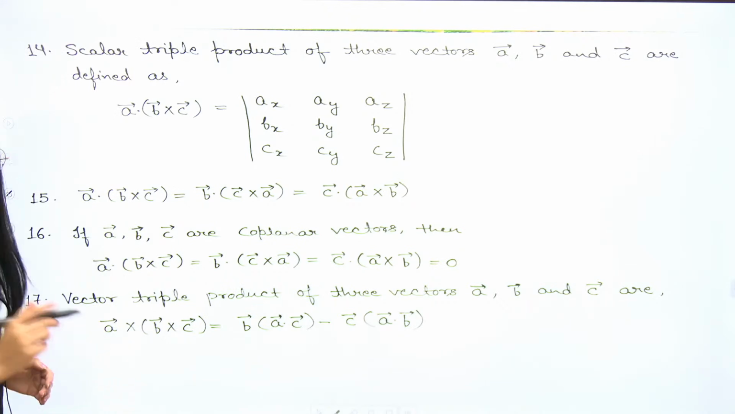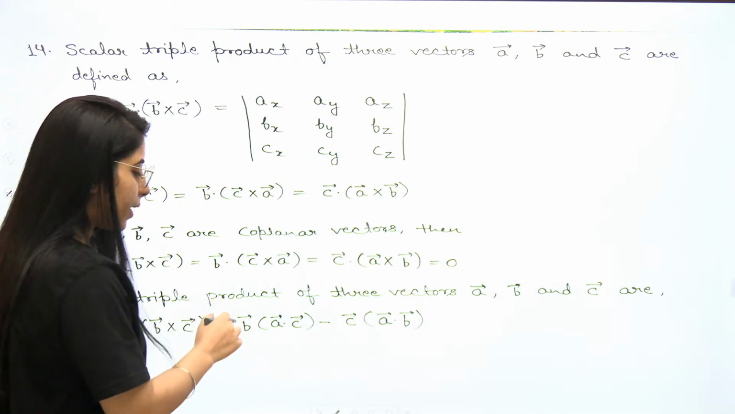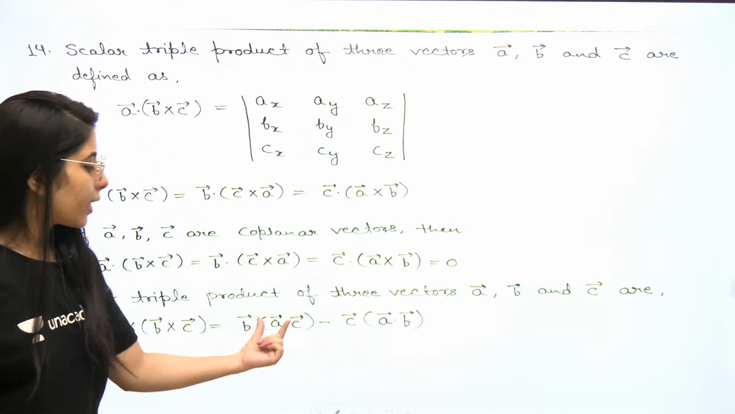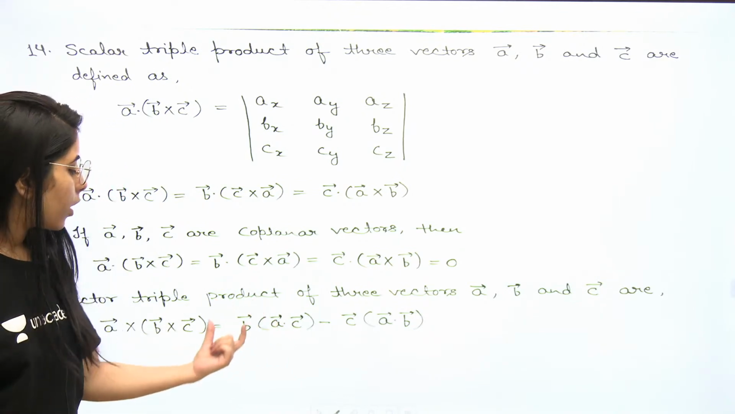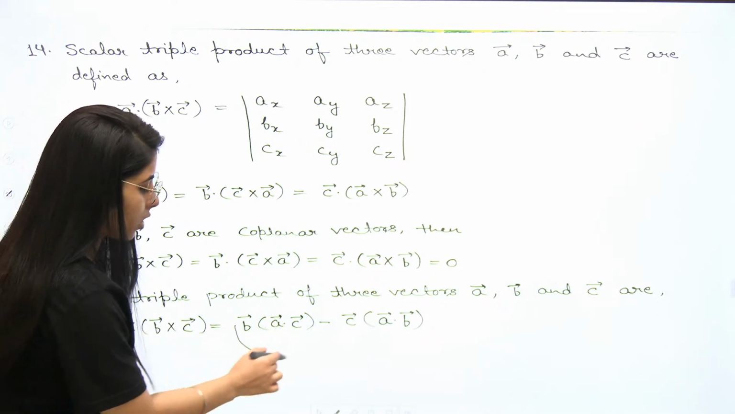See, vector triple product means A cross B cross C. That will be equal to B (A dot C) minus C (A dot B). That means you are taking the dot product, and after taking that dot product, you are just taking B bar here. So you need to solve this expression.